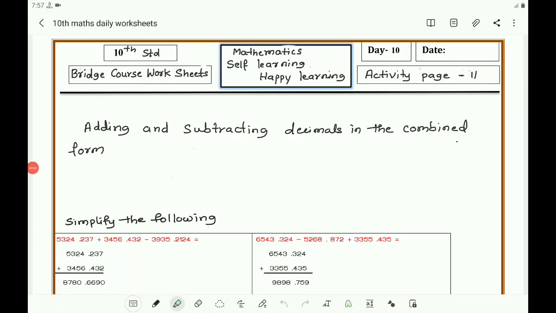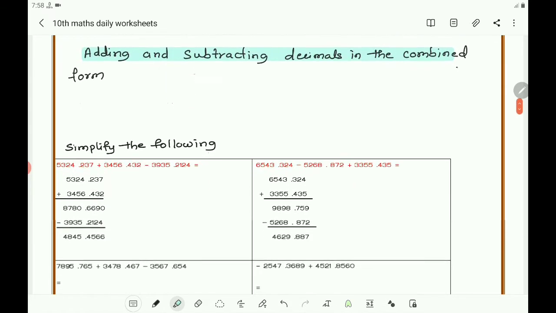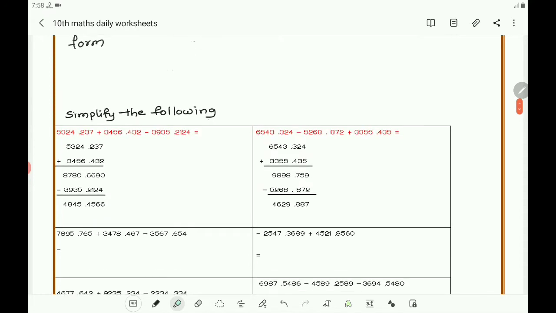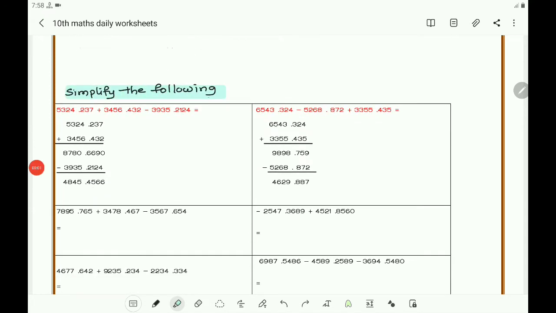Dear children, it is a bridge course activity page 11 for day 10. It is an activity based on addition and subtraction of decimals which are in the combined form. Simplify the following. First one is find the sum of these two and subtract this number from the first sum.